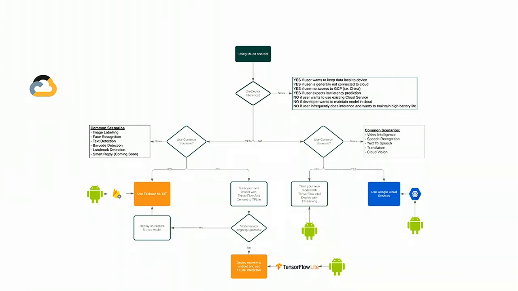But if we look at the left-hand side of this flowchart, those are the options that are available if you want to run inference on the mobile. And if you want a copy of this flowchart, just drop me an email. I'm happy to send it to you, because I know it's pretty small to see on here. And if you look at the right-hand side, those are the options that are available to cloud developers.